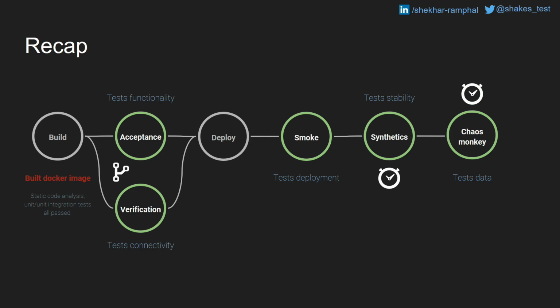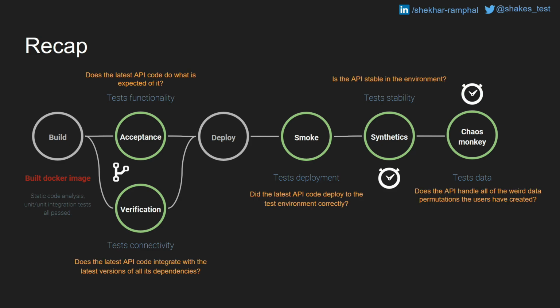And then just to touch on again, what are we testing at the different areas and why they're split up the way they are: we're testing the functionality with acceptance, we're testing connectivity with the verification tests, we're making sure that deployment works with the smoke tests, and then stability in the test data.